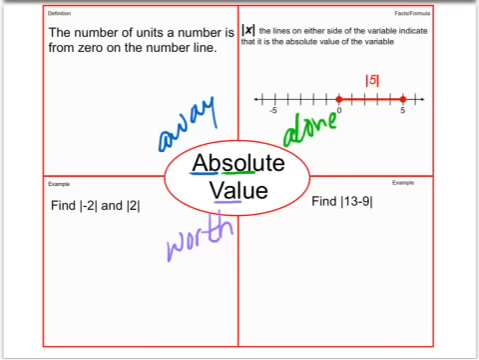Indicate absolute value with the straight lines on either side of a number. The number inside could be positive or it could be negative, but the important thing to remember is that the absolute value of a number is always going to be positive. The number inside could be negative, but the absolute value of that number is going to be positive.